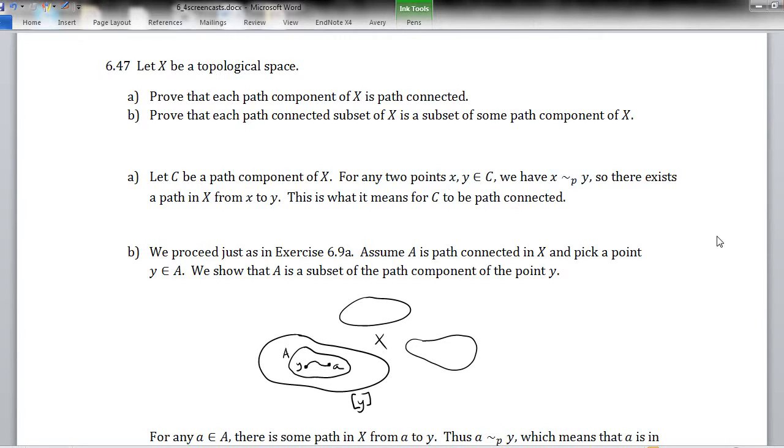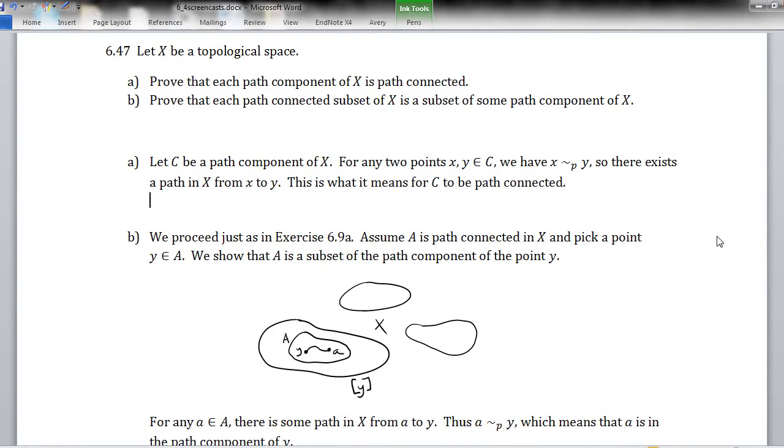And for part B, prove that each path connected subset of X is a subset of some path component of X. All right, well, this proof goes just like it would for components back in exercise 6.9a. Assume that A is a path-connected subset of X, and pick any point Y in A. Okay, let's show that A is a subset of the path component of the point Y, which in this picture down here is this sort of subset here, and I've denoted it by bracket Y, the equivalence class of Y, the path component of Y.